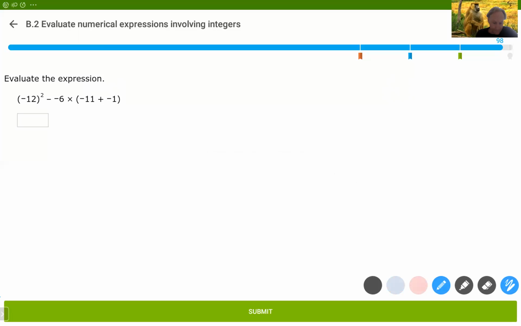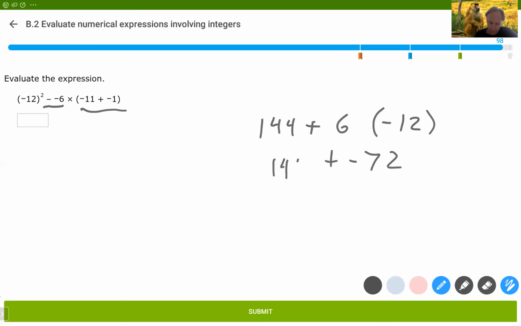I should have done these a lot faster. All right, this negative 12 squared is 144. It's in parentheses and it's squared, so I'm going to do it first. I have a minus a negative 6, and I'm going to go ahead and put that as a plus 6, and it's being multiplied by negative 12. This negative 11 plus negative 1 is in parentheses. I have to multiply these together, so I have 6 times negative 12 is negative 72, plus 144, which is 72, and I'm done.